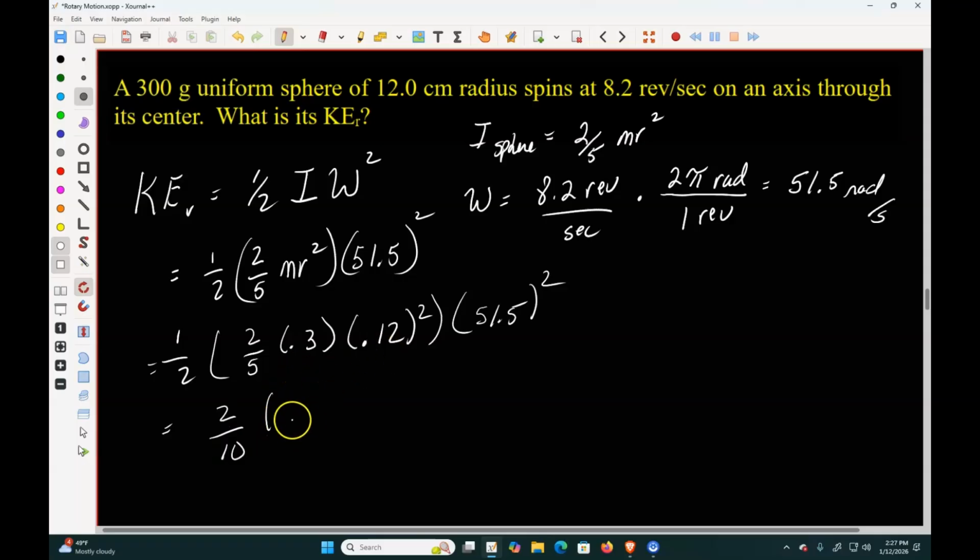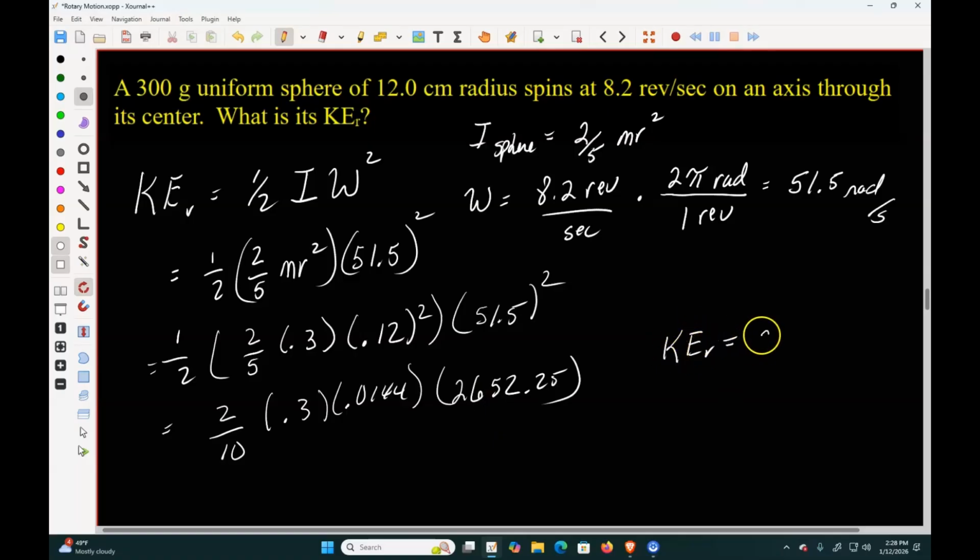If I multiply this out, it would give me 0.3 times 0.0144 times 2652.25. I plug all this in my calculator, so I get my kinetic energy of rotation is equal to 2.3 joules.